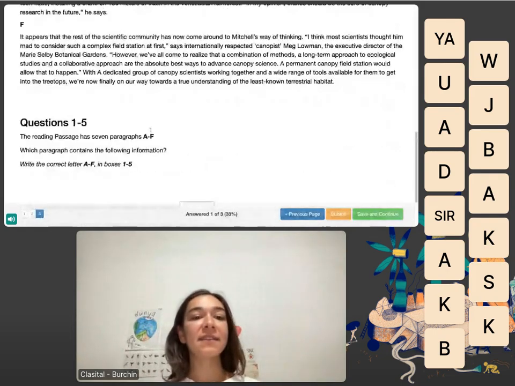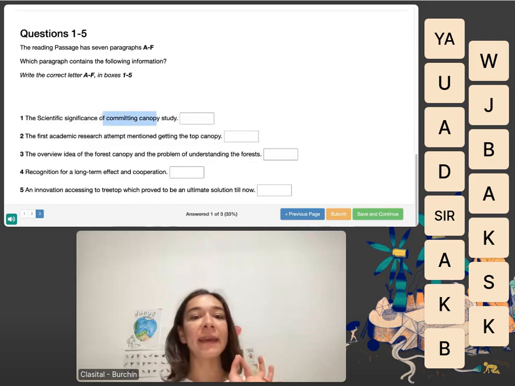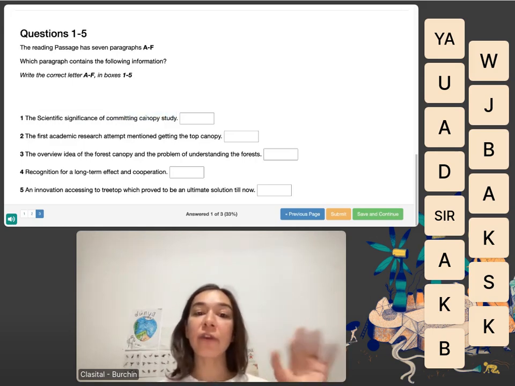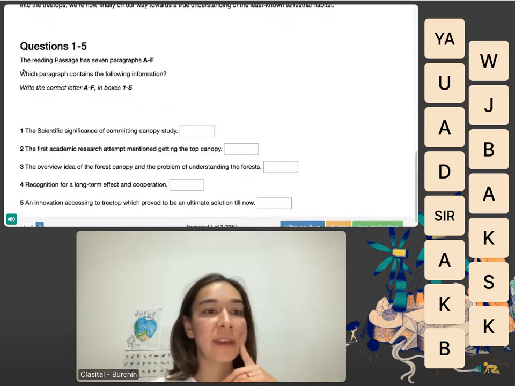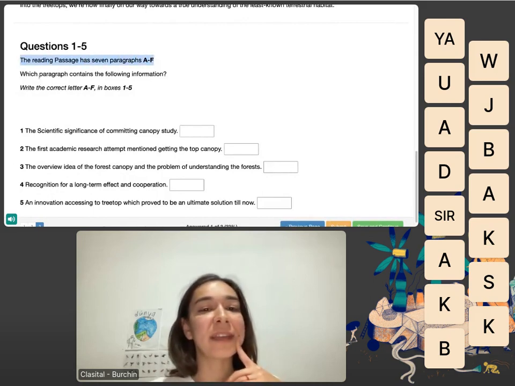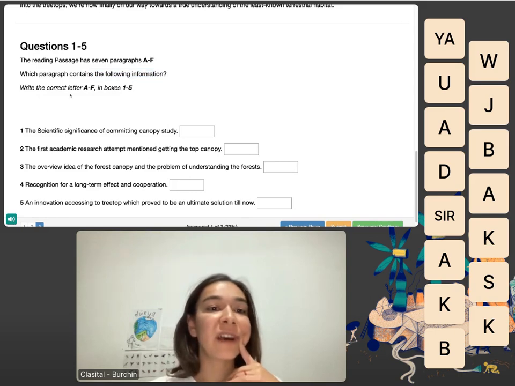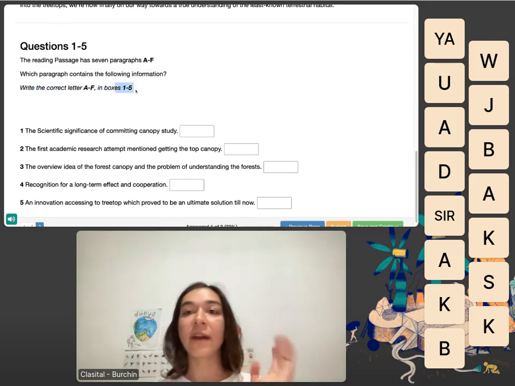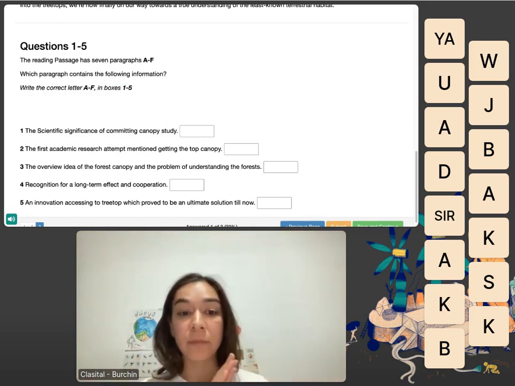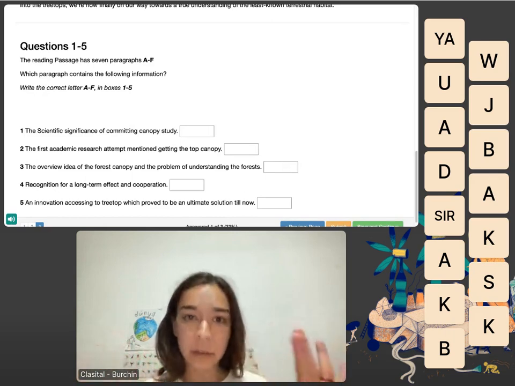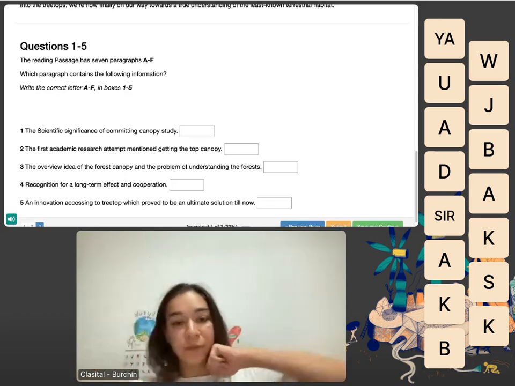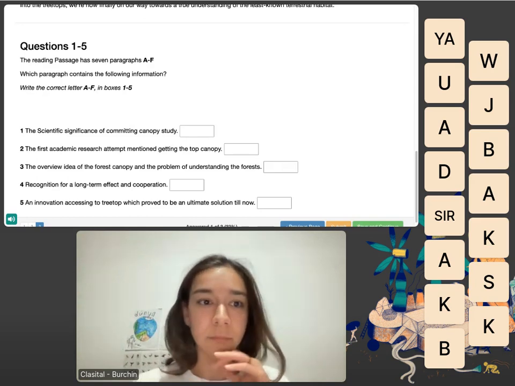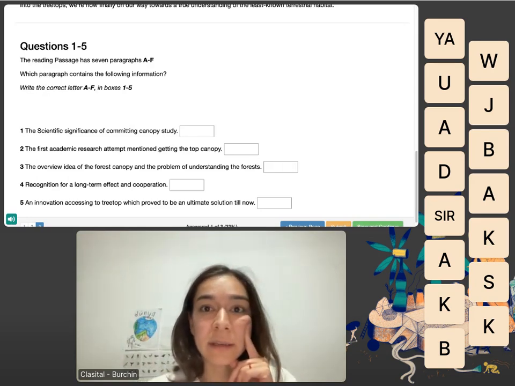Okay. The scientific significance of committing canopy study. So why is working on canopy study important? Oops, sorry. The reading passage has 7 paragraphs. Which paragraph contains the following information? Write the correct letter A to F in the boxes 1 to 5. In here, it doesn't say you can use any letter more than once. So I will use every letter just once, and I have 7 paragraphs and 5 questions. So I want to use some paragraphs. The scientific significance of committing canopy study.